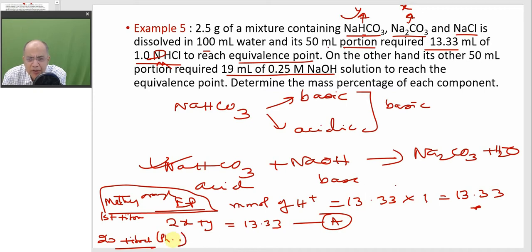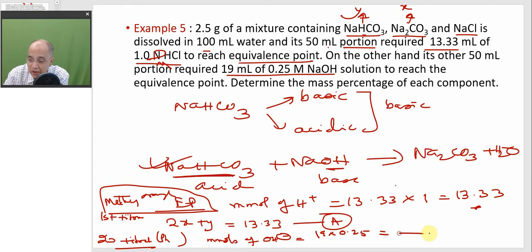Doesn't matter, we don't bother. This is additional information I am giving. So for that, the number of millimoles of OH minus ion consumed is the same as the number of millimoles of NaHCO3 present, right? Only NaHCO3 will react. These are two independent titrations. It is equal to 19 into 0.25, whatever that is, the number of millimoles of sodium bicarbonate. So you got sodium bicarbonate as Y.